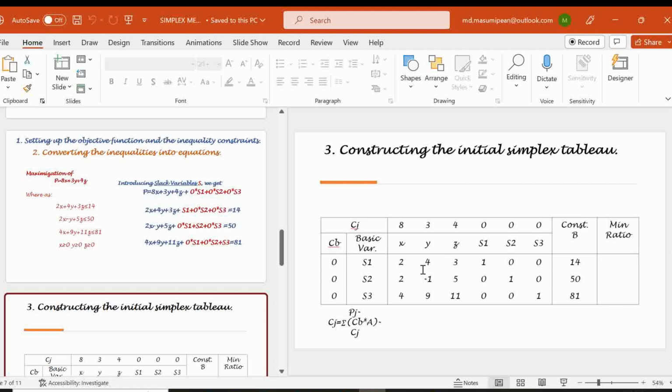Okay. Now, here, in the first equation, we have 2x. So 2 is written here. 4y, 4 is written here. 3z, 3 is written here. 1 here, 0 here, 0 here. Okay. And last one, 14. So, this is the way to construct the initial table. Okay, we need to write all the basic variables, then we need to create a matrix by using their coefficients in their functions.